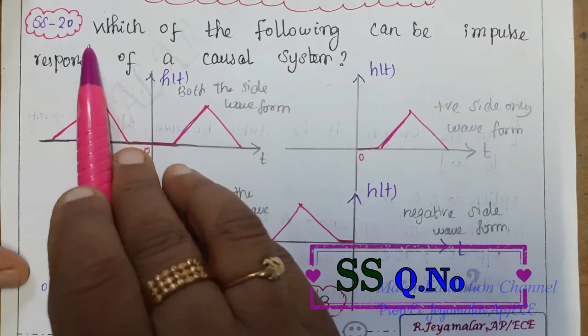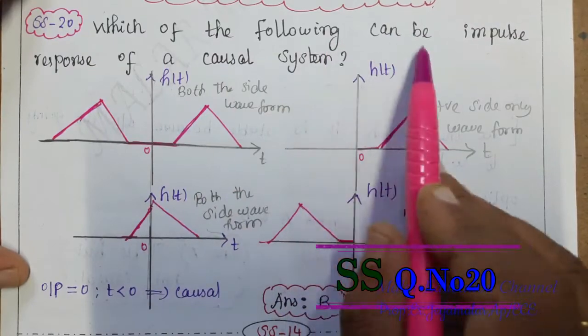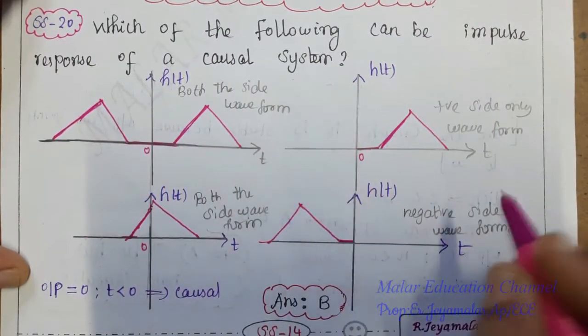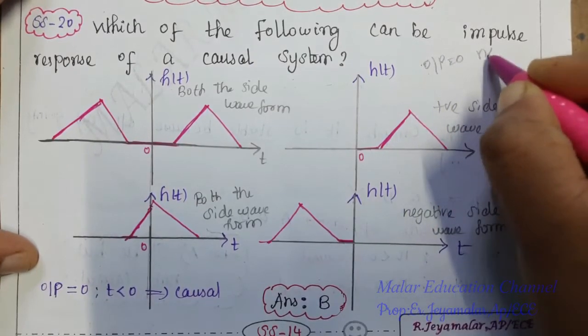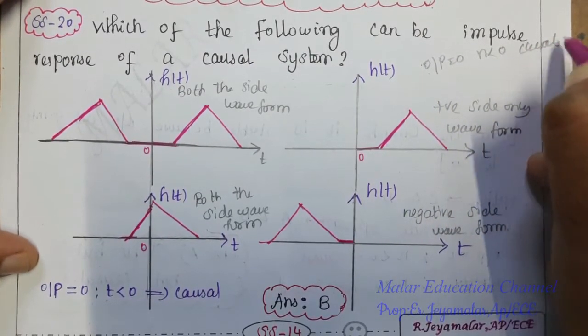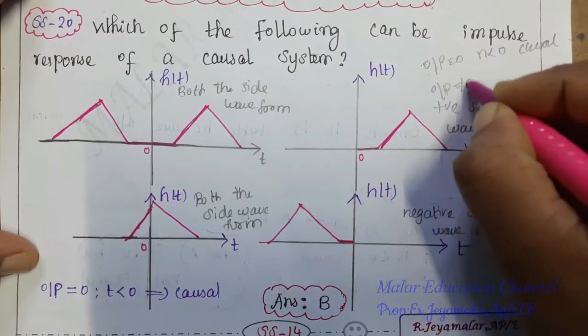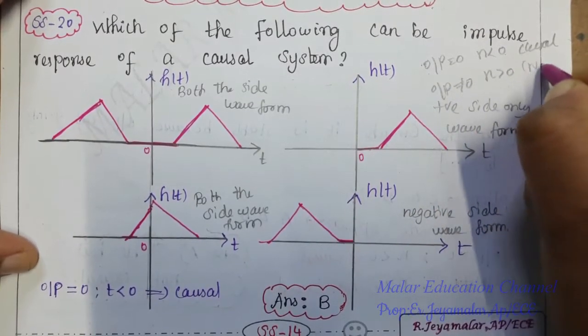Signals and systems question number 20. Which of the following can be the impulse response of a causal system? Check the function. Output equal to 0 for n less than 0 is for a causal system. Output not equal to 0 for n less than 0 is for a non-causal system.